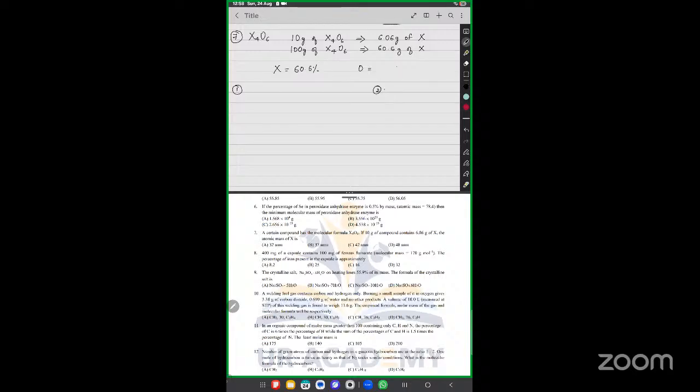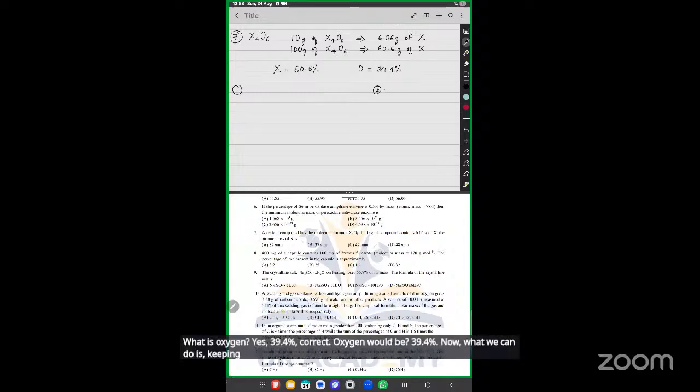What is oxygen? 39.4%. Correct. Oxygen would be 39.4%. Now, keeping the percentage of X and the percentage of oxygen, we can easily find the atomic mass of X.